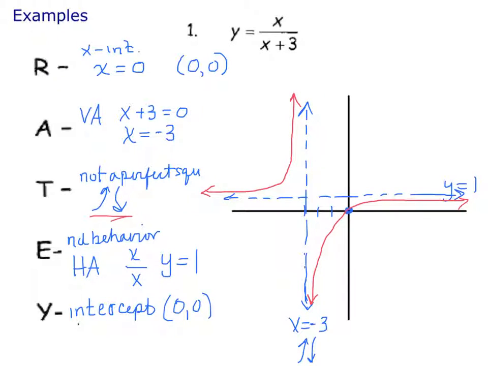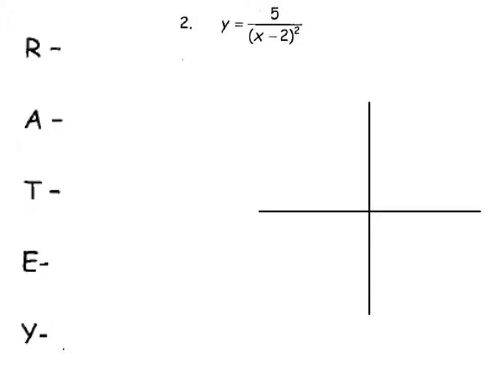Okay, let's do another one. Okay, so I have y equals 5 over x plus 2 quantity squared. So I look at the x-intercept. I let the numerator, that's the R, I let the numerator be equal to 0, which it isn't. So there is no x-intercept, none. It does not cross the x-axis, which probably is going to mean that I have an asymptote there, but we'll see. So vertical asymptote is the denominator, right? So I have x minus 2 is equal to 0. So x equals 2 is my vertical asymptote.